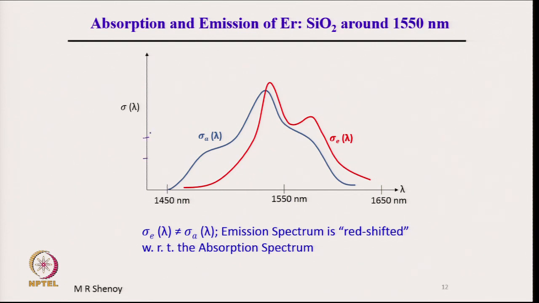I have not put values here; these are typically 10 to the power of minus 22, minus 23, minus 24 centimeter square, the typical numbers for sigma. The erbium laser is lasing around 1550 nanometer, which is the low loss window of optical fiber. I have qualitatively shown the emission cross section and absorption cross section. Again, the important point is sigma E of lambda is not equal to sigma A of lambda. The emission spectrum is redshifted with respect to the absorption spectrum.